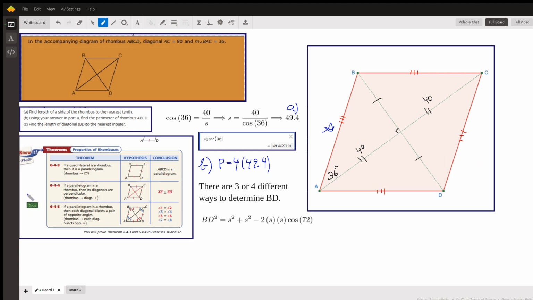Here's some properties of rhombi. This is the one we're going to use specifically, and that is that the diagonals of a rhombus are perpendicular to each other. They also bisect each other. I don't think that's in this list yet. They bisect the opposite angles. So this is 36 degrees also.